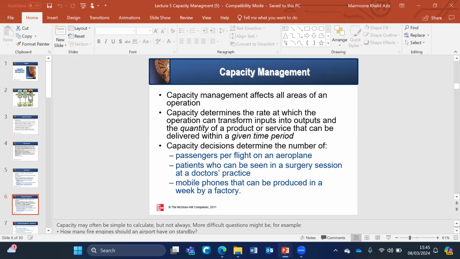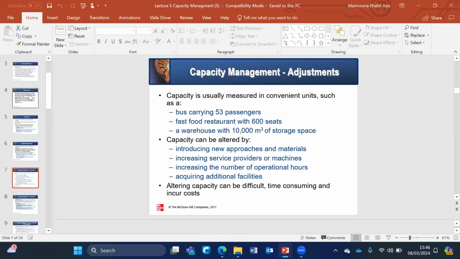Capacity determines the rate at which operations can transform inputs into outputs, and how much can be delivered within a given time. Capacity decisions determine the number of passengers per flight on an airplane, passengers who can be seen in a surgery session or doctor's practice, and mobile phones that can be produced in a factory in a week.